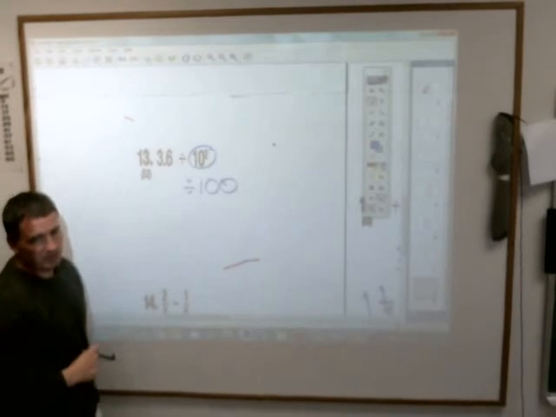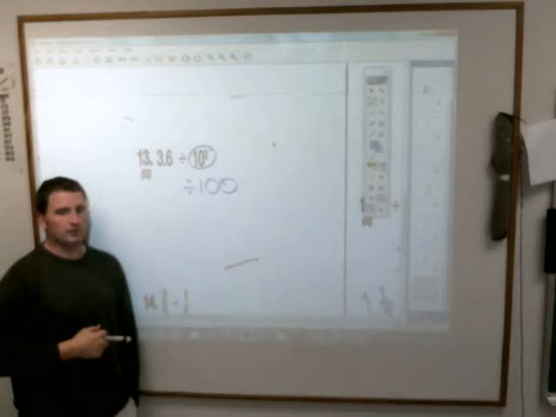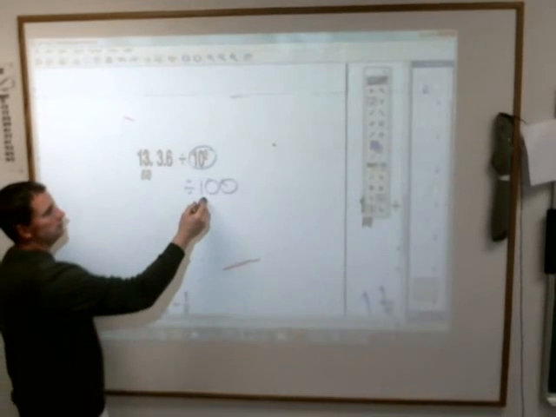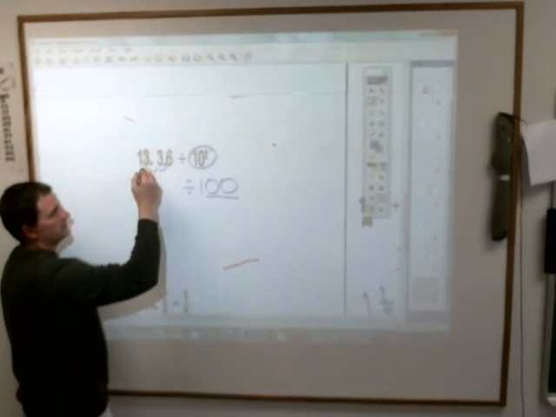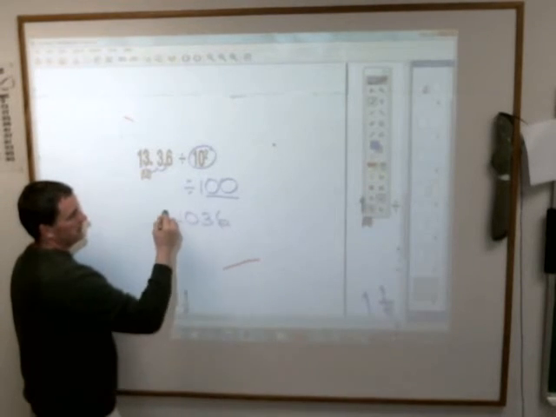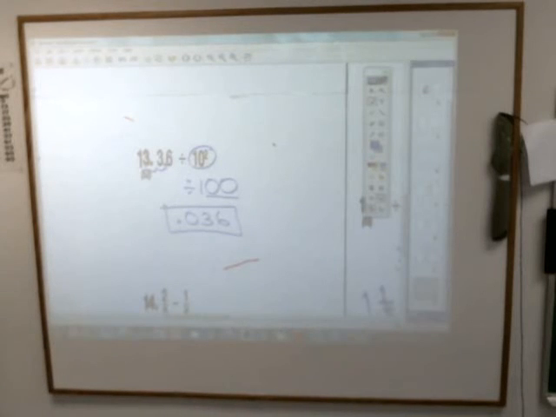And why is that mental math, Jacob? Because it's by 0. And what do you have to do to get the answer? Just move the decimal and add another 0. Yep. Move the decimal back 2 places, add a 0. The answer is 0.036. Doesn't get no easier nor no harder than that, Grace.